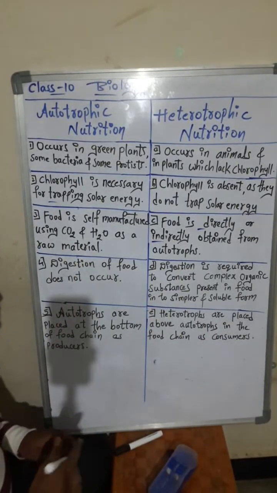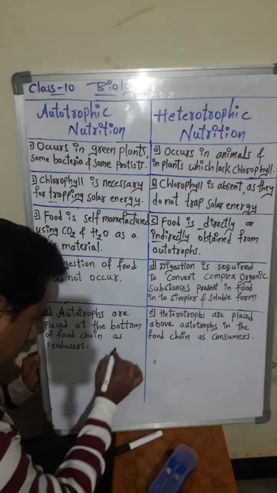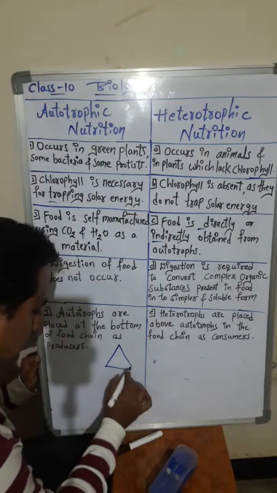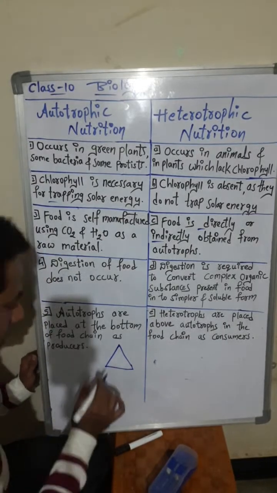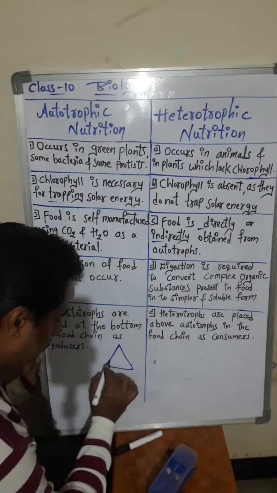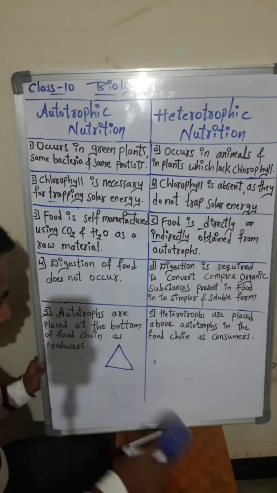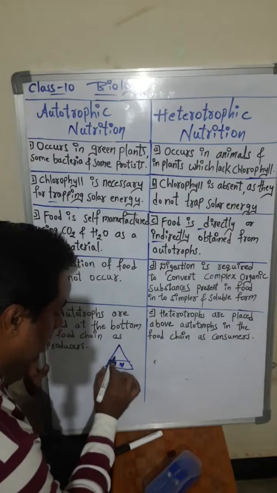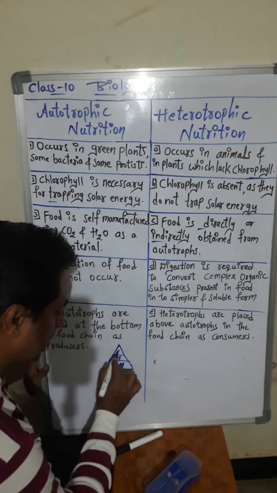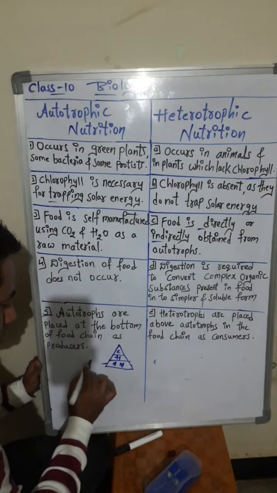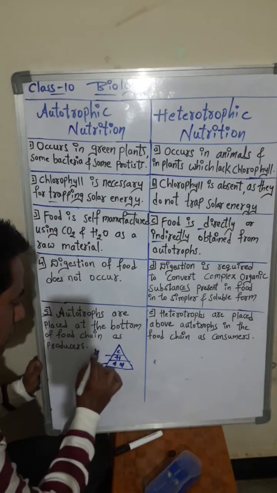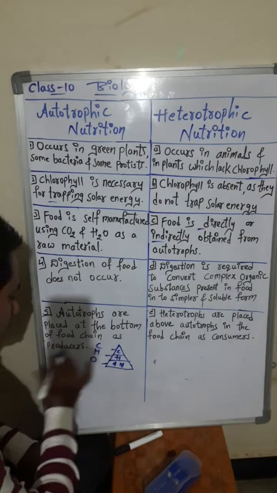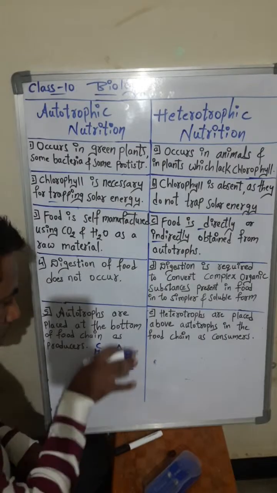Food chain, as producers. Suppose you think this is the food chain. Here plants are there. Here herbivores are there. Here carnivores are there. Plants, herbivores, carnivores. So autotrophs are placed at the bottom of the food chain.